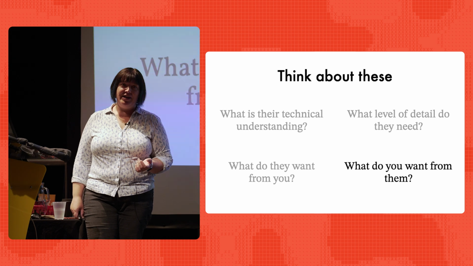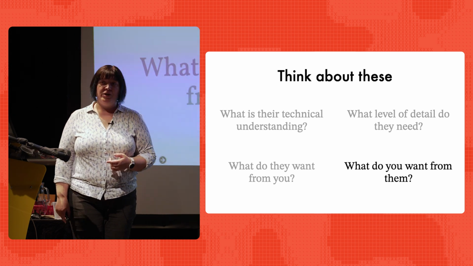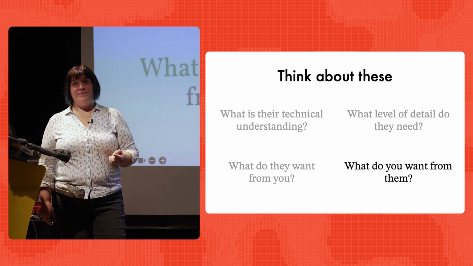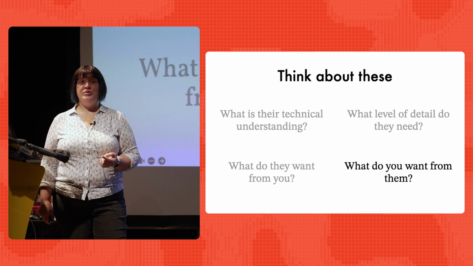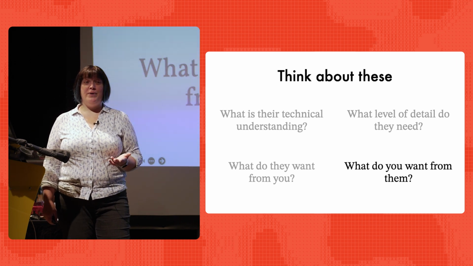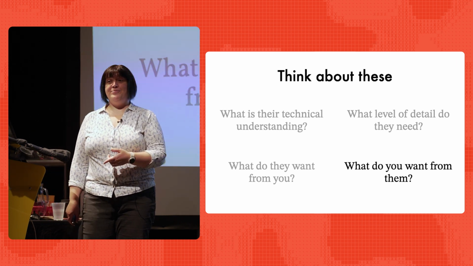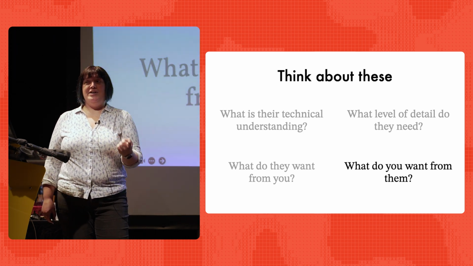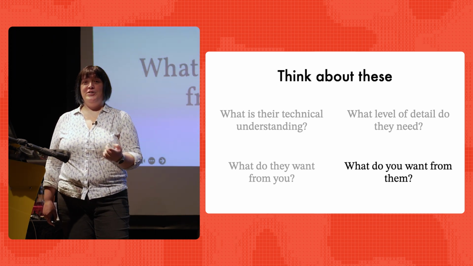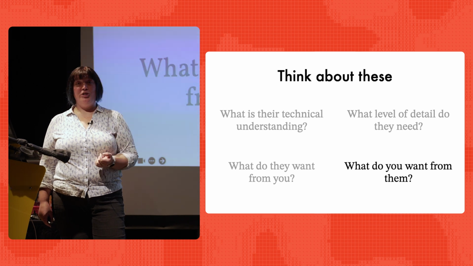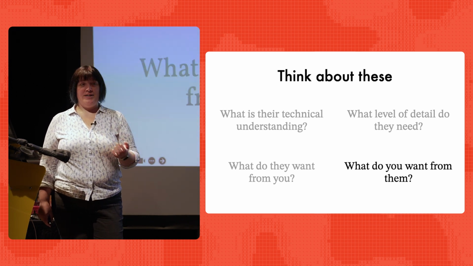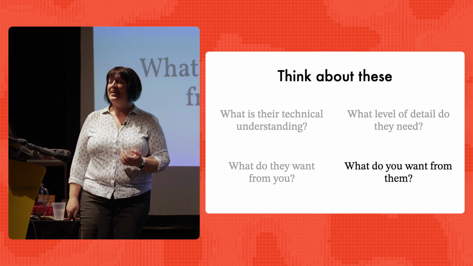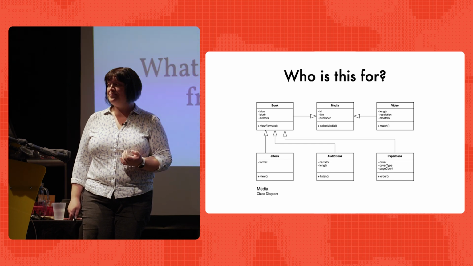And then finally, this is the thing that most people forget. What do you want from them? Do you need them to sign off on a decision that's been made, or do you need them to make a decision? You need to make sure you give them that information even if they haven't asked for it. Because if you don't do that, then they can't do what you need them to do. It's a chicken and egg thing. So those are the 4 things to think about.